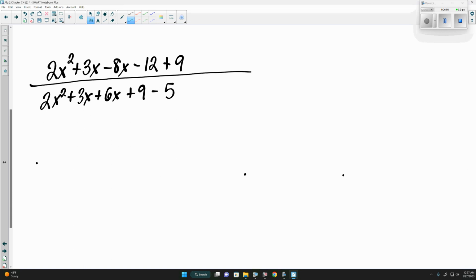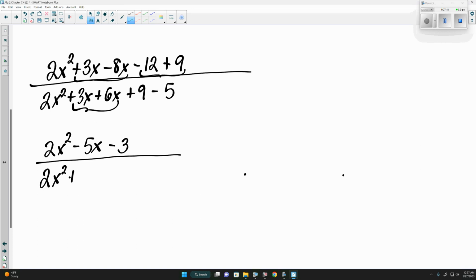Now we can combine like terms. So we'll still have 2x squared on top. 3x minus 8x is negative 5x. Negative 12 plus 9 is negative 3. The denominator will have 2x squared. 3x plus 6x is plus 9x. 9 minus 5 is plus 4.